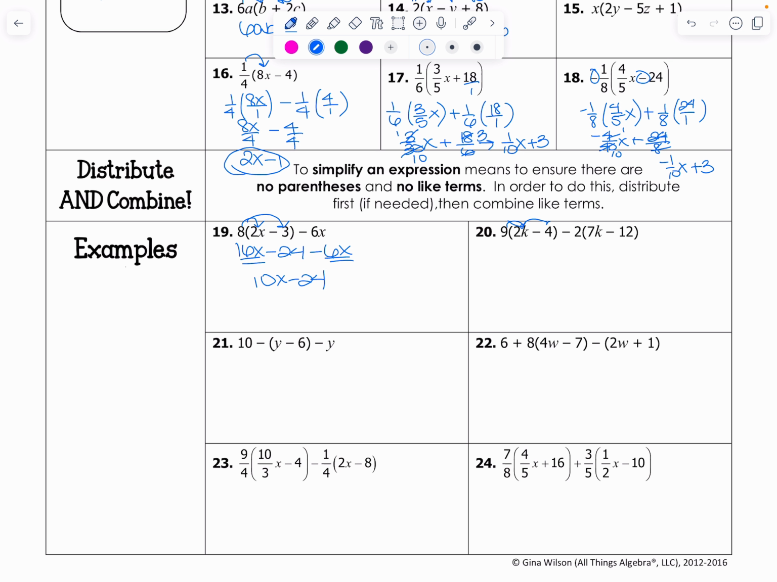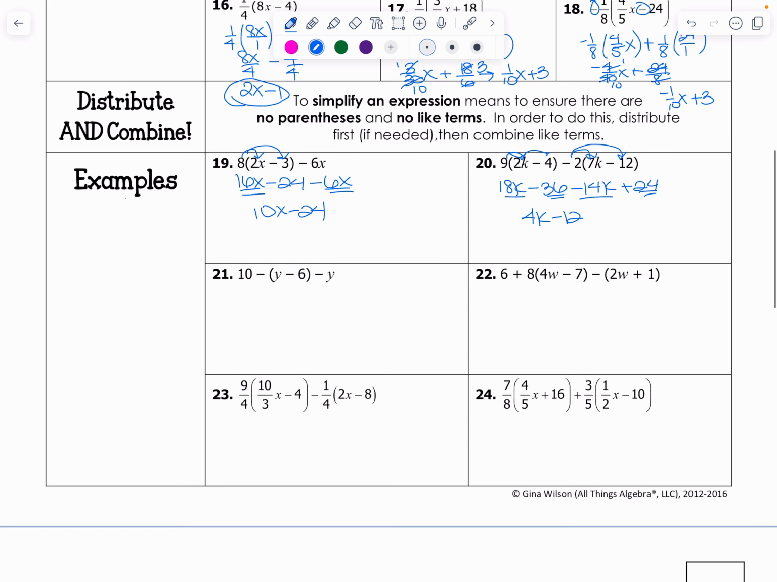Here, distribute my 9. So I get an 18k minus 36. -2 gets distributed to both terms. That gives me a -14k plus 24. So I have the k's make a 4k. And then a -36 and a 24 give me a -12.